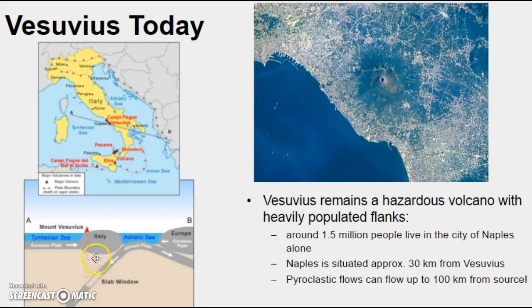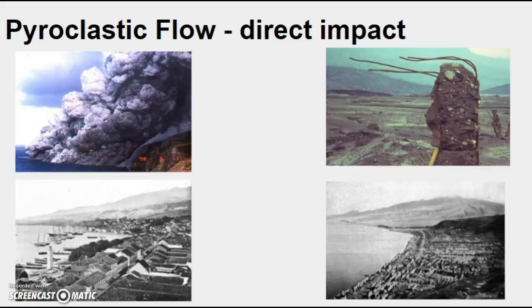That's a result of the types of felsic, possibly even slightly intermediate magma that has a high viscosity that's going to lead to a major eruption. So the geologic story should make sense. And here's a picture of Vesuvius from above. Vesuvius remains a hazardous volcano with heavily populated flanks. There are large populations along the coast, along the northwest side. About 1.5 million people live around the cities, only 15 to 20 miles from Vesuvius. And pyroclastic flows can flow up to 100 kilometers, or about 70 miles from the source. So they are within the dangerous area.